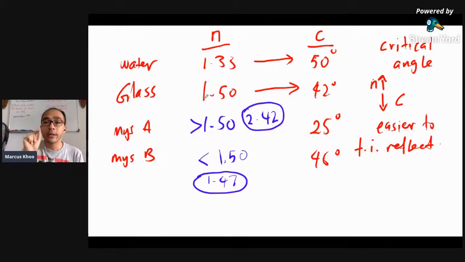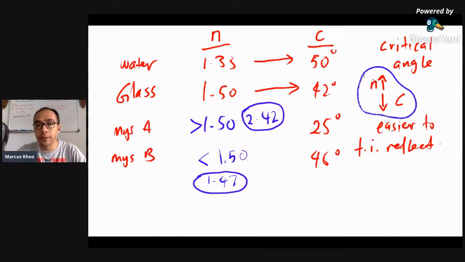Now remember, if the refractive index is bigger, it means it is harder for light to travel through it, because it's more optically dense. More optically dense means it is difficult for light to pass through it. That's why the critical angle is very small. Whereas air or water, the critical angle is so big because it's very easy for light to pass through. So this relationship is very important. When the refractive index is bigger, the critical angle is smaller. It's a very important thing. And the smaller the critical angle, the easier it is to totally internally reflect.